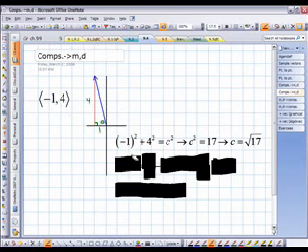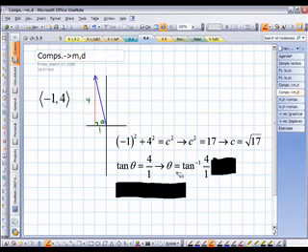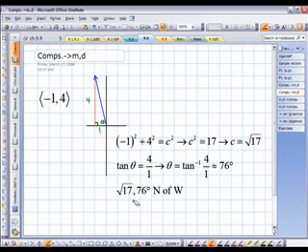Opposite over adjacent is tangent. So tan theta is 4 over 1. Use inverse tangent to get theta, and it's about 76 degrees. So my magnitude is rad 17, and I start out going west, but then I turn towards the north. So rad 17, 76 degrees north of west.